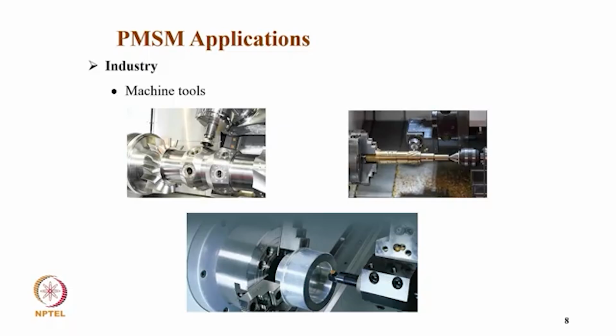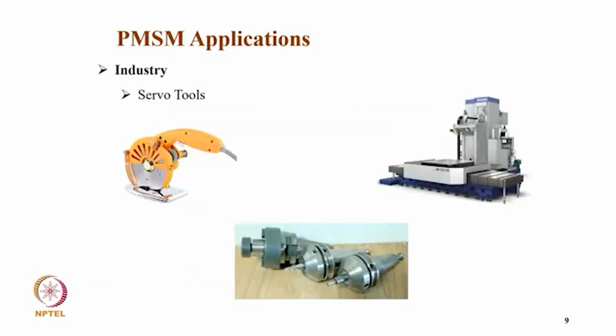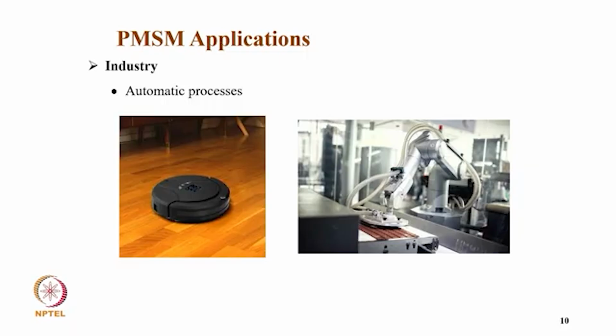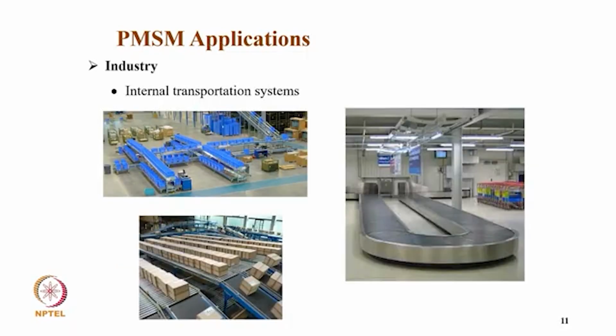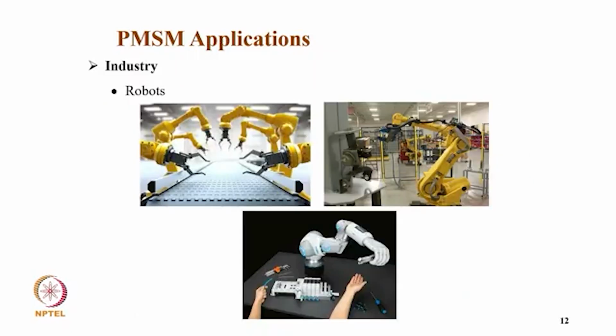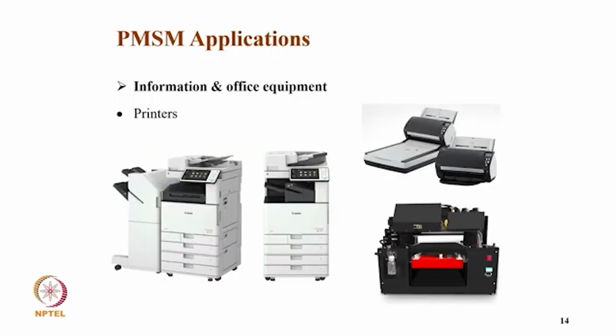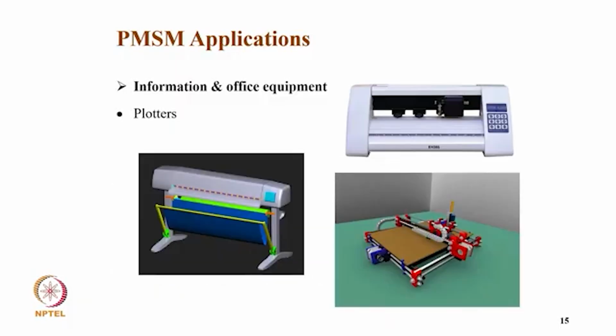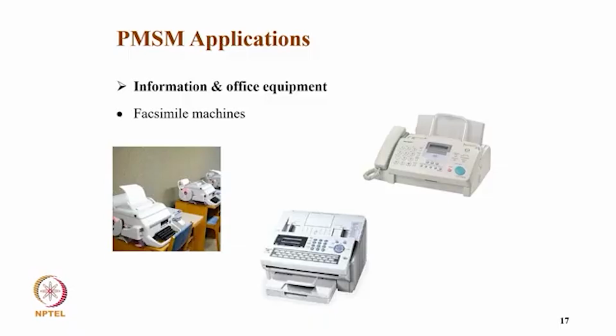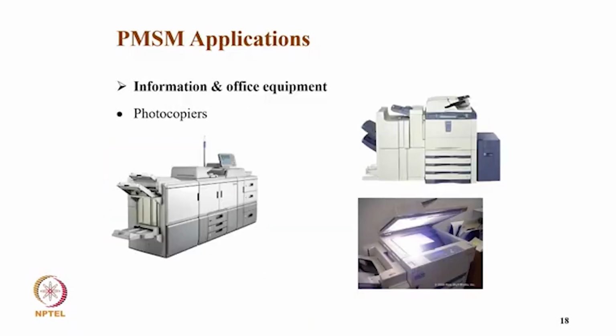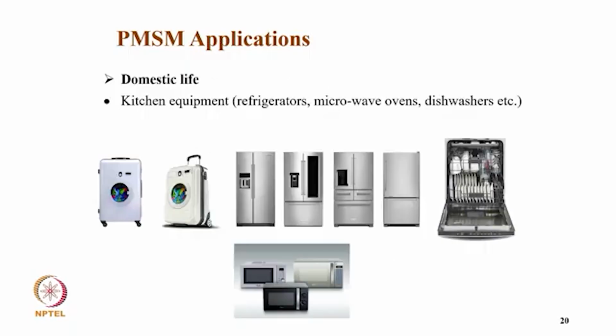And then machine tool applications, because it's one of the most efficient and very accurately controlled. Then servo tools, then the automatic presses, then the internal transportation system in the industry as well as at the airport, or typically in various industrial production. Then the robots, it's also used in information and office equipment, computers, then the printers, plotters, scanners, facsimile machines, photocopiers, audiovisual aids.